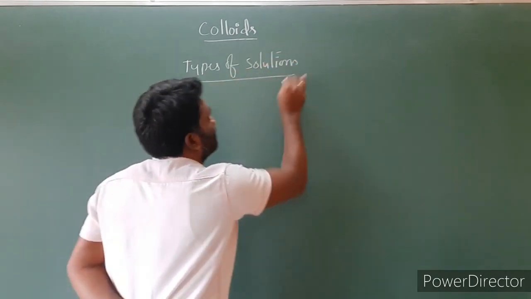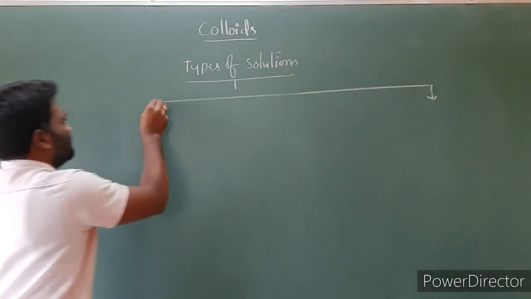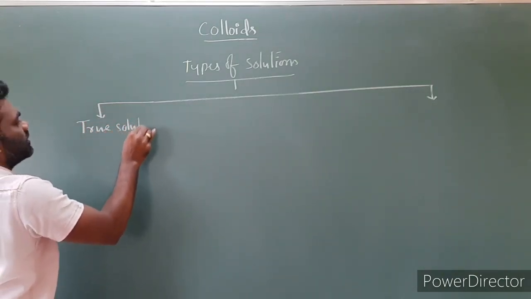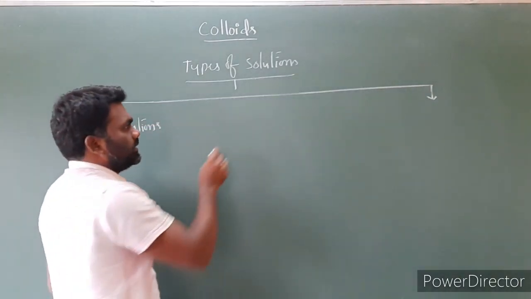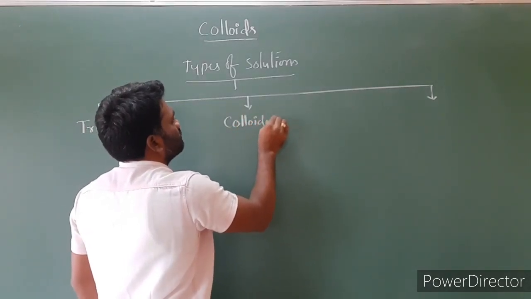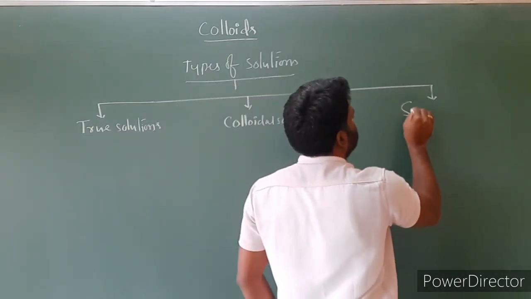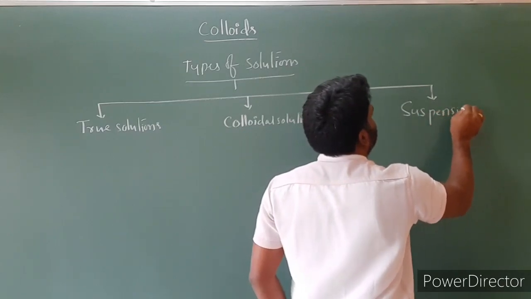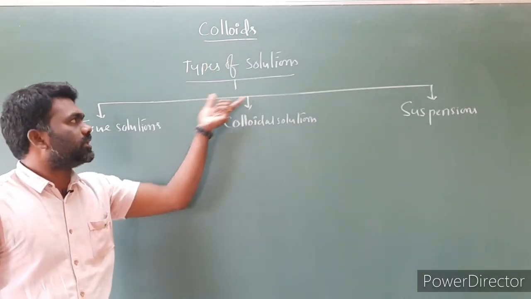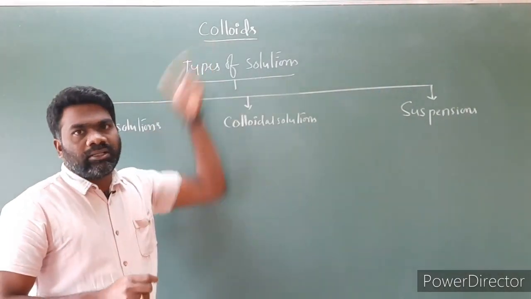Types of solutions. The solutions are mainly classified into three categories. The first one is true solutions, the second one is colloidal solutions, and the third one is suspensions. So before going to know what colloids are, first we need to understand the types of solutions. Then automatically you will get clarity regarding what colloids are.